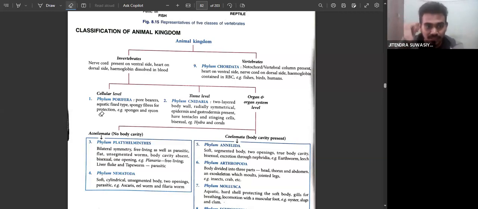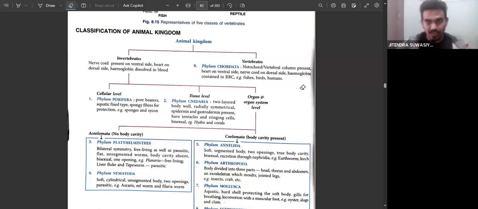In the invertebrates, we have different levels of organization: the cellular level, the tissue level of organization, then the organ system level of organization. Why do we need to know about the cellular level, tissue level, organ system level? We know that any organs which have evolved developed from cell to cell.